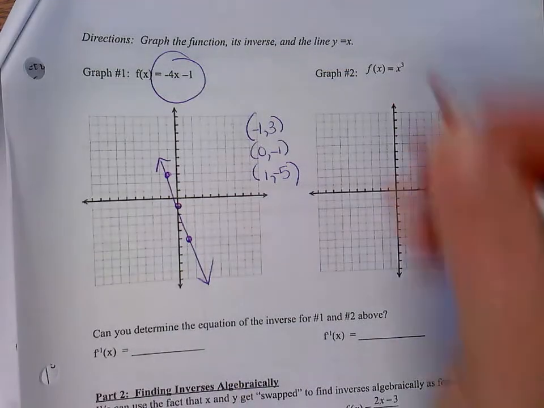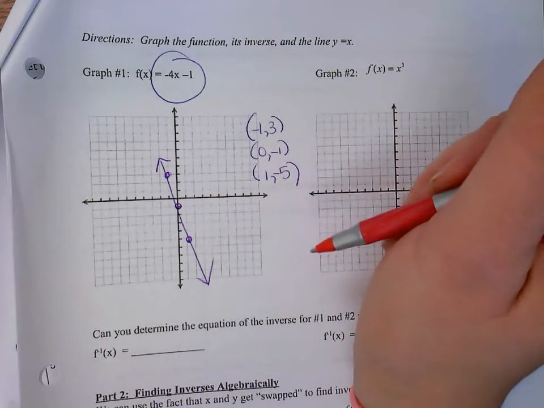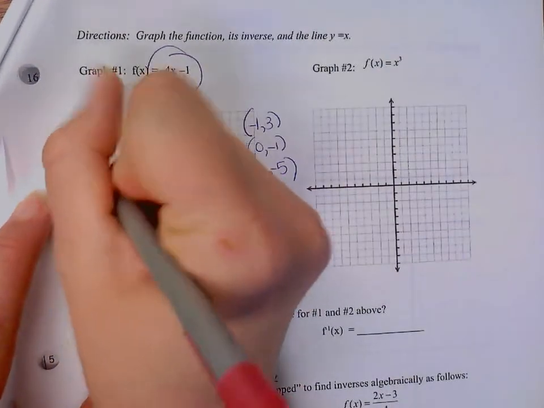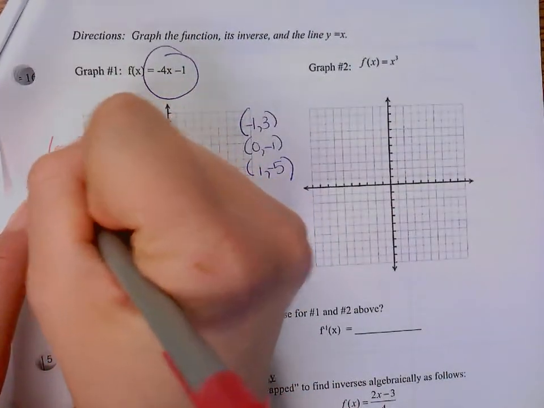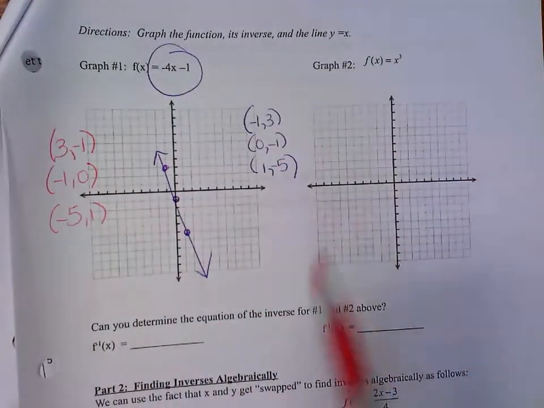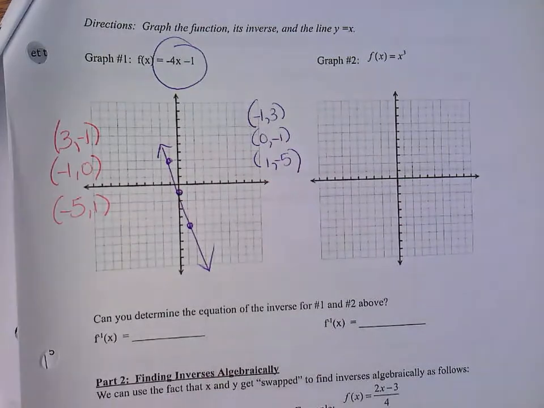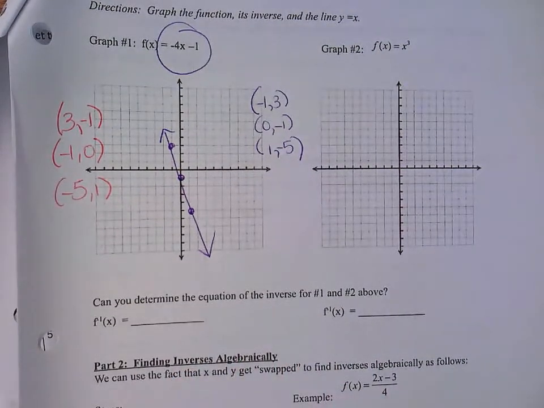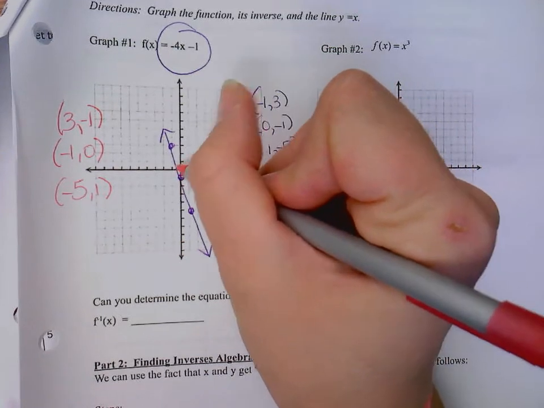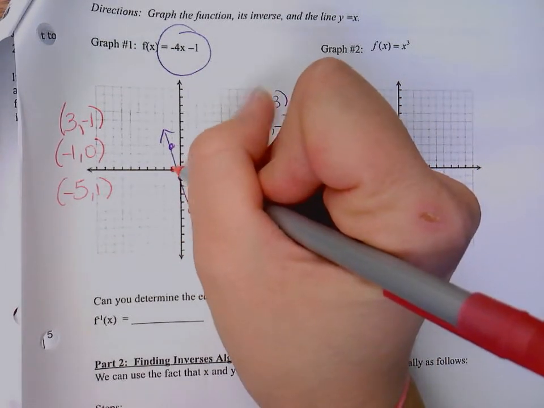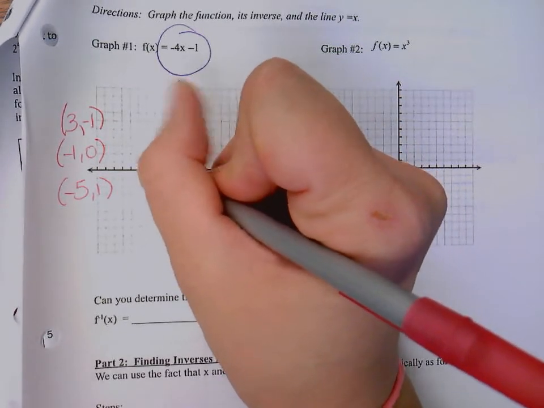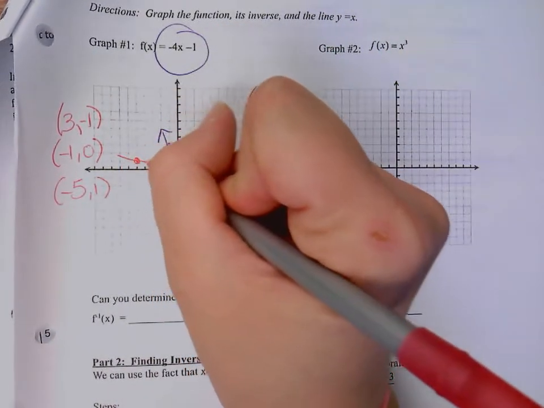So if 3 points is enough or 4 points is enough, I'm going to flip them. So now I'll have 3, -1. Don't change the sign. If it's negative, keep it negative. All you're doing is just switching the position of x and y. Don't make them positive or negative. So 3, -1, -1, 0, and -5, 1. Is that what you got it to look like?